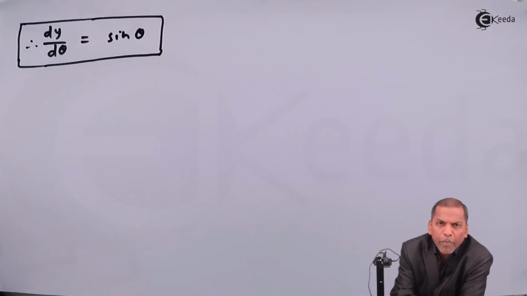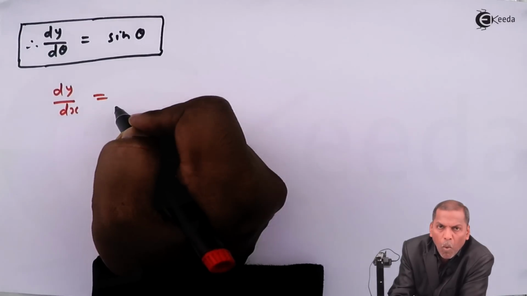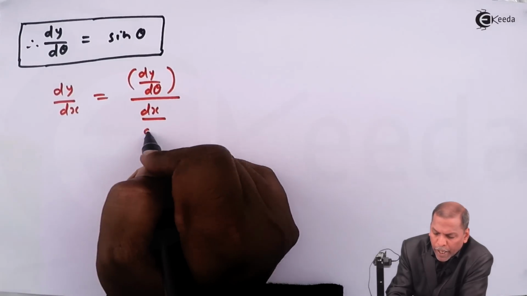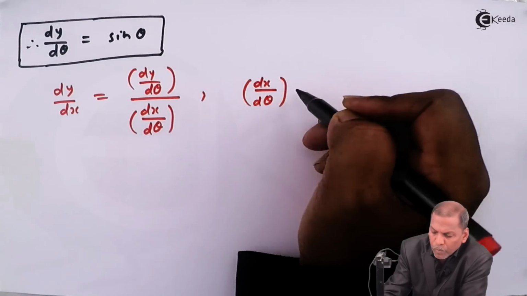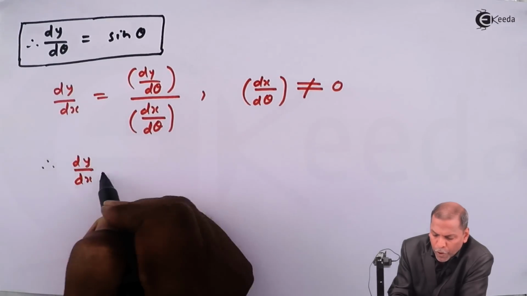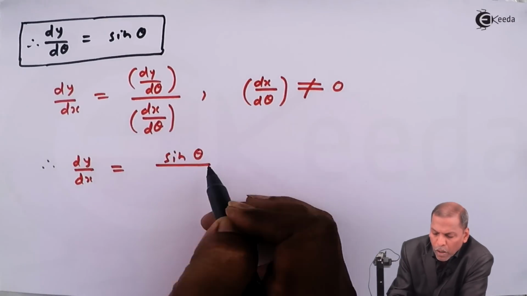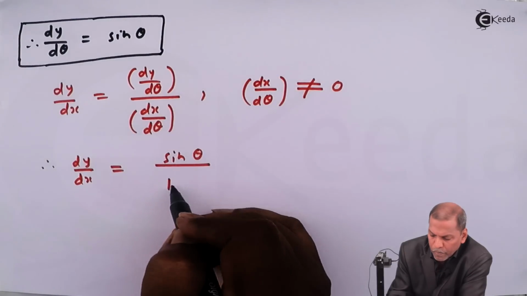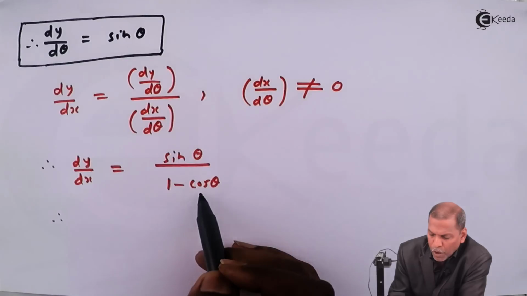Finally, we use a theorem which is based on parametric functions, that dy upon dx can be written as dy upon d theta upon dx upon d theta, provided dx upon d theta is not equal to 0. Therefore, dy upon dx is equal to, for dy by d theta we replace sin theta in the numerator, and for dx by d theta we substitute 1 minus cos theta in the denominator. So dy by dx is equal to sin theta upon 1 minus cos theta.